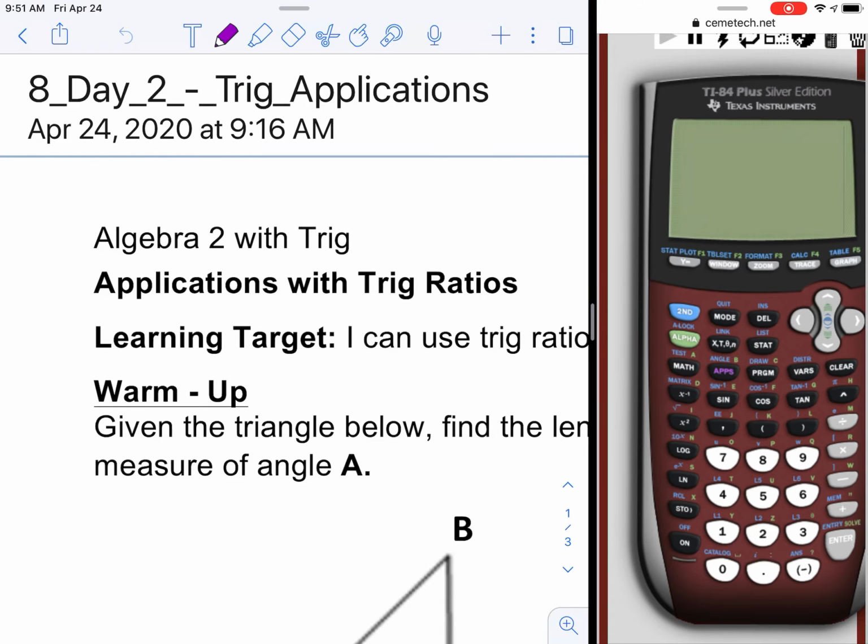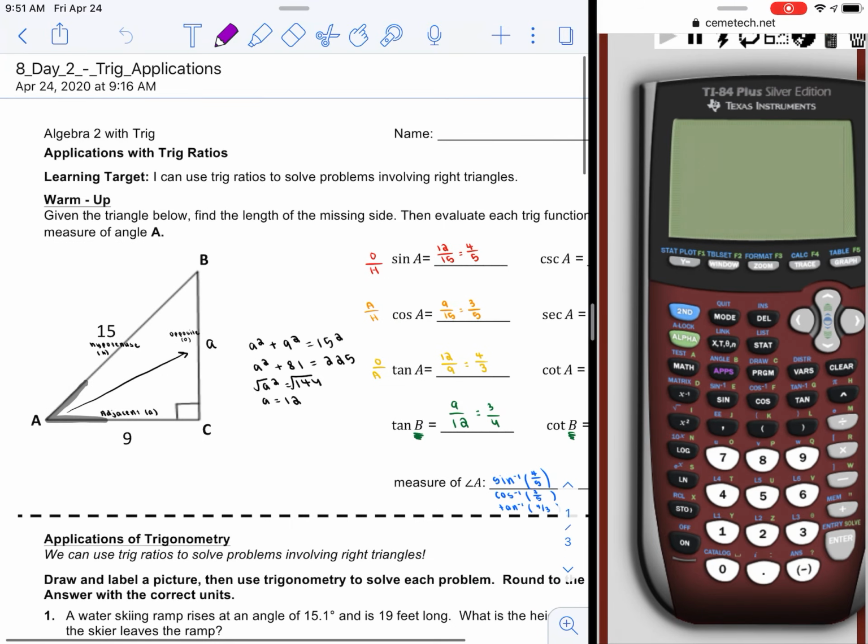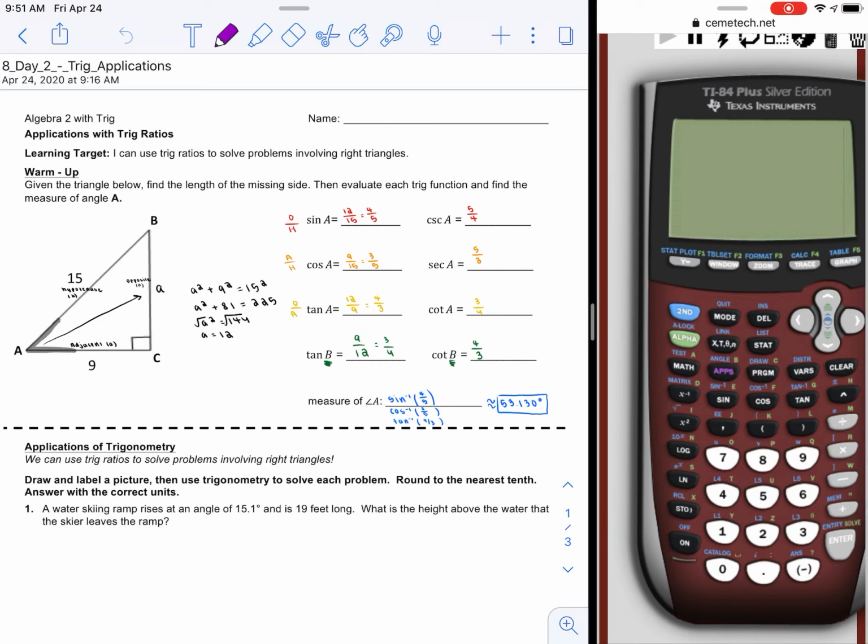All right, you should have finished the warm-up. I have my solutions here. So what you can see, the first thing I did was find that missing side length by doing the Pythagorean theorem. You should have gotten a value of 12. After doing that, I found my sine ratio and reduced it. You should always reduce. And then to find my cosecant, I flipped it. Cosine, I did adjacent side over my hypotenuse and then reduced, flipped it for the secant. Tangent, I did the same thing and then reduced, flipped it for the cotangent.